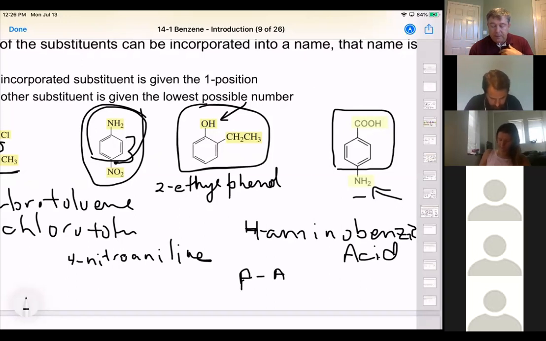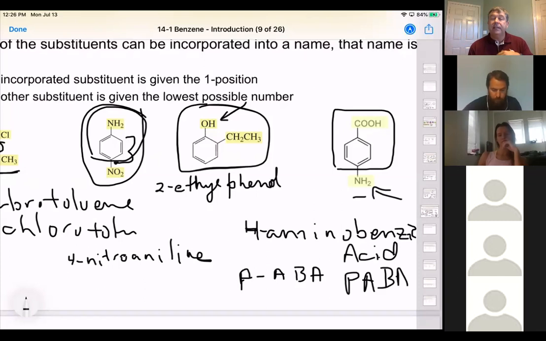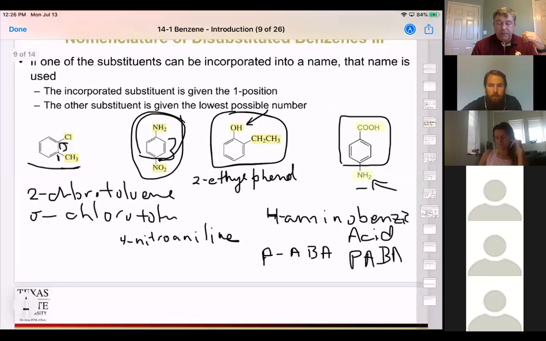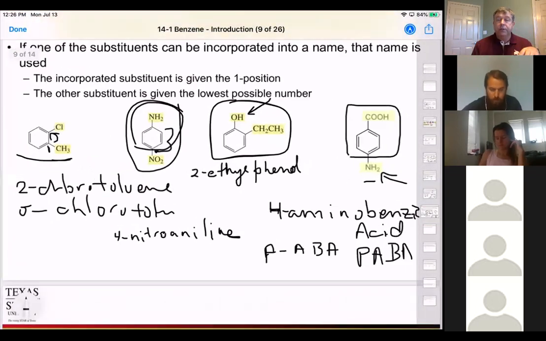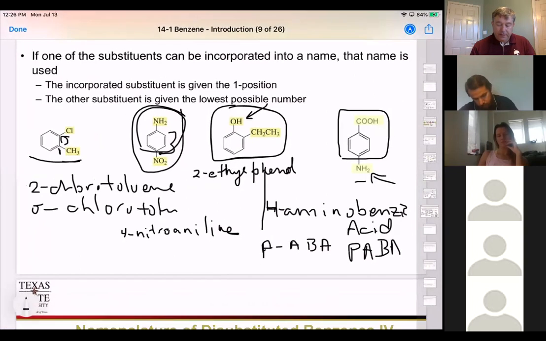So para-aminobenzoic acid, or PABA, as you may see it on many labels, is one of the active ingredients in many, many sunscreens. It's para-aminobenzoic acid because it absorbs UV light. Okay, so that's how we name things if they are di-substituted and one of the substituents has changed the base name, okay? So we do actually have another thing that changes the name.